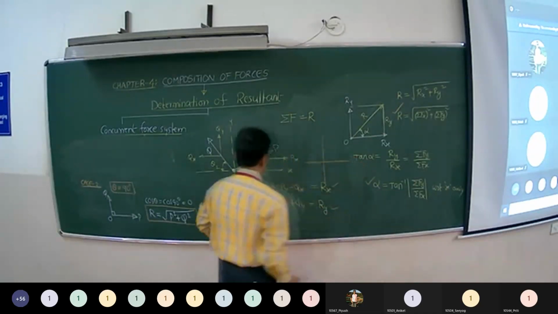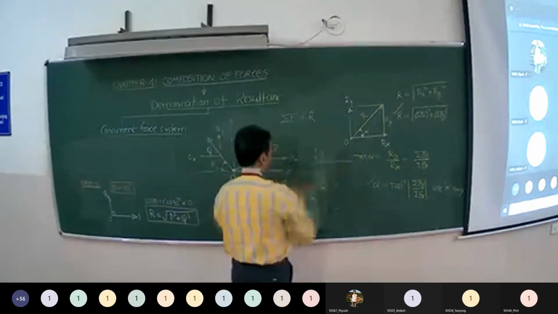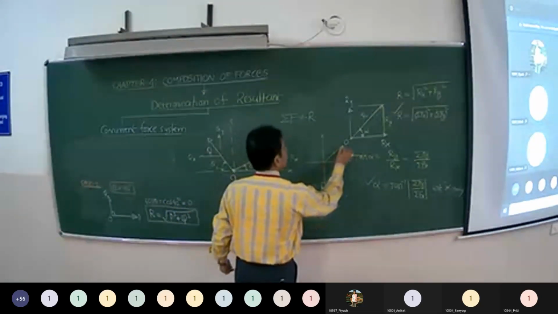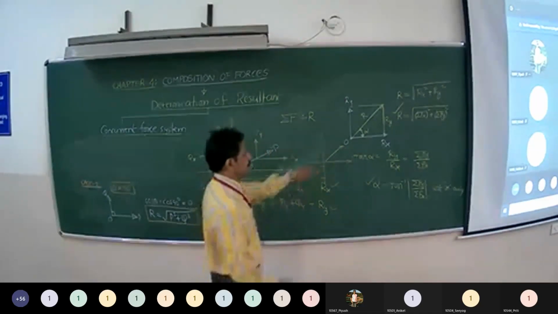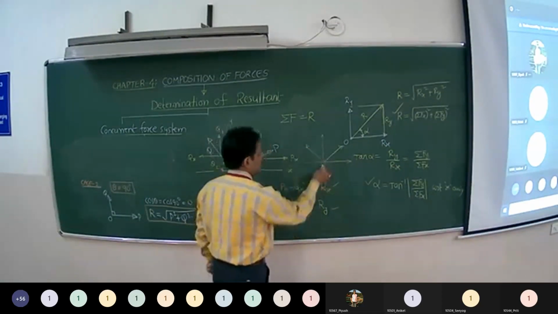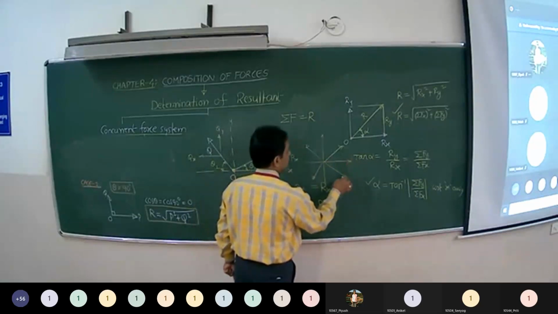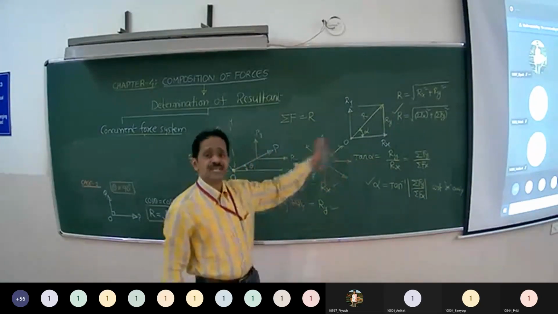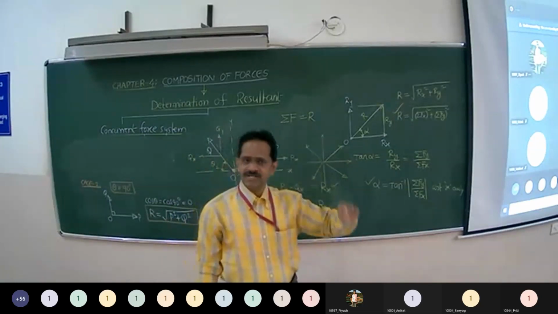For example, if you get summation Fx, summation Fy, both are positive, that means the resultant is in the first quadrant. Summation Fx negative, Fy positive, second quadrant. Both are negative, third quadrant. X positive, Y negative, fourth quadrant. That gives you the sense. Now you tell me, how do you find out the point of application of resultant?